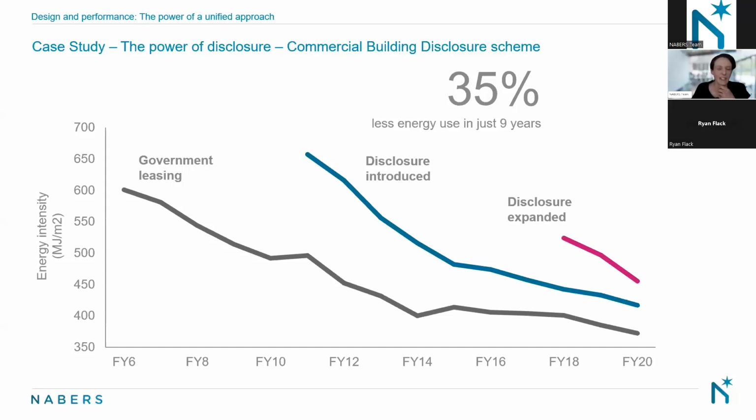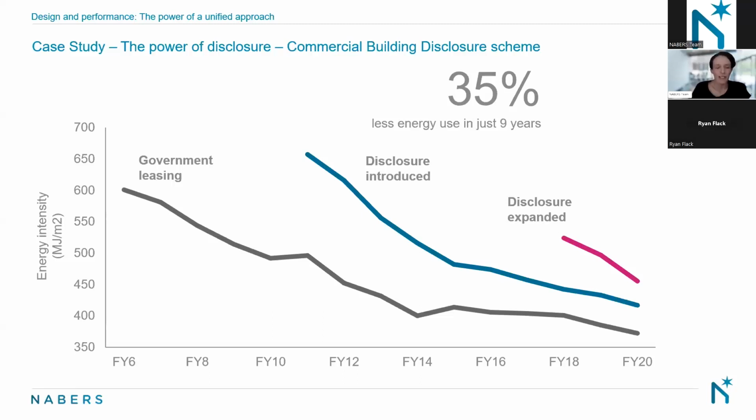And when they started rating, you can see they've got an average energy intensity of about 600 megajoules per meter squared. So they start rating, fast forward 5 years, in 2011, they've decreased their energy intensity to 500 megajoules per meter squared. So it's about a 15% decrease in a really short space of time. So that's pretty impressive off the bat.